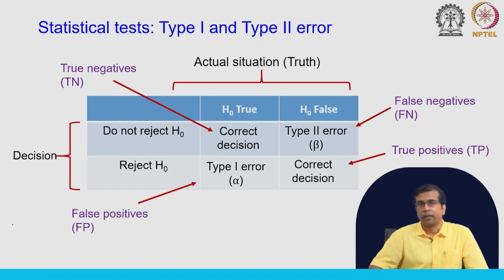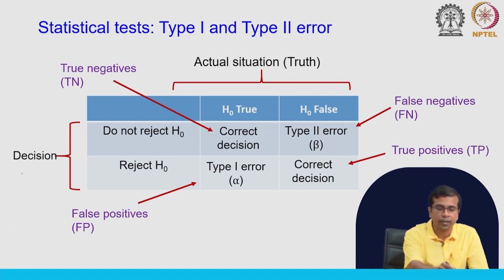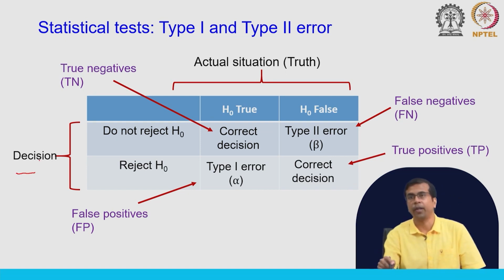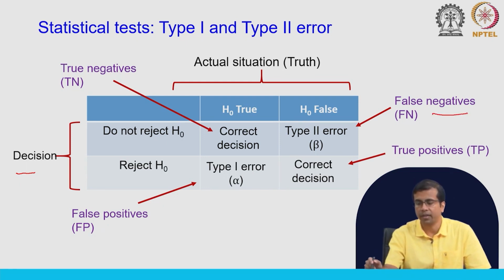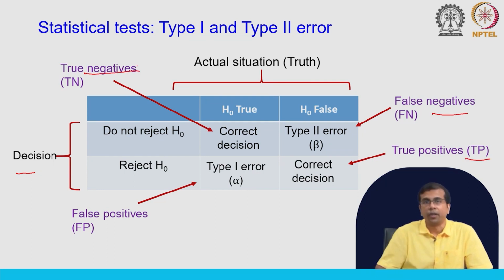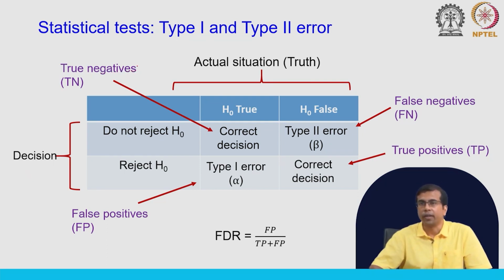Coming back to the statistical test where we talked about type 1 and type 2 error, just to remind you, we have the actual situation of the truth on one side, and the statistical decision on the other. We have defined the false positives, which are the type 1 error, the false negatives, and of course the true positives and the true negatives. The false discovery rate relates to the false positives and true positives, and is defined as the number of false positives divided by the true positives plus false positives.